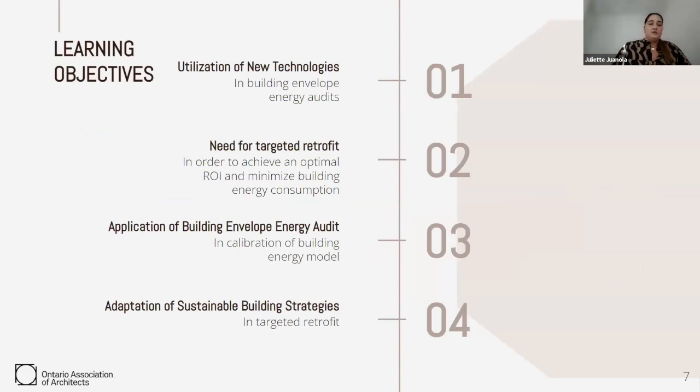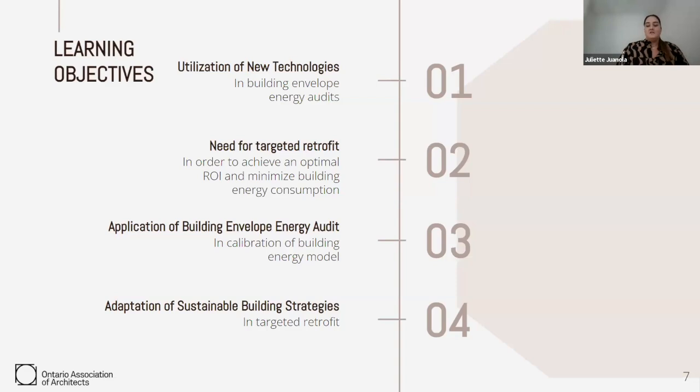The first one is the utilization of new technologies in building envelope energy audits. The second is the need for targeted retrofits, in order to achieve an optimal ROI and minimize the building energy consumption. The third one is the application of building envelope energy audit and calibration of building energy model. And the fourth and last one is the adaptation of sustainable building strategies and targeted retrofits.